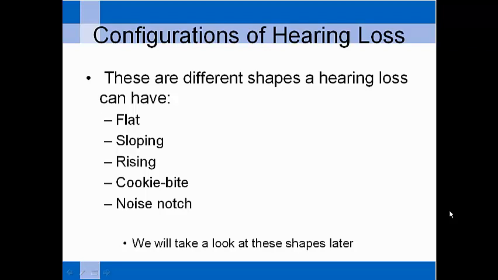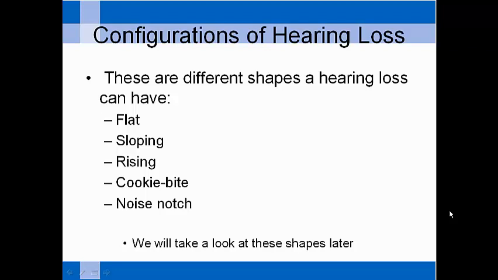We can have a flat hearing loss, where hearing loss in the low, middle, and high pitches is the same across the audiogram. A sloping hearing loss, where there's better hearing in lower pitches but poorer hearing in higher pitches. A rising hearing loss is the opposite of the sloping, where there's more hearing loss in the low pitches and better hearing in the higher pitches. A cookie bite hearing loss is if you imagine somebody biting into a cookie. There's more hearing in the low pitches and the high pitches, but more hearing loss in the middle pitches.